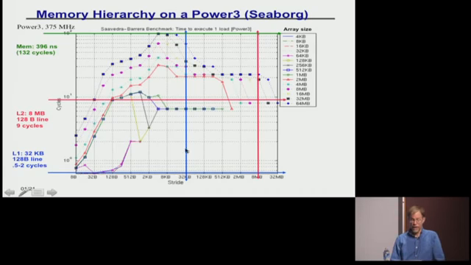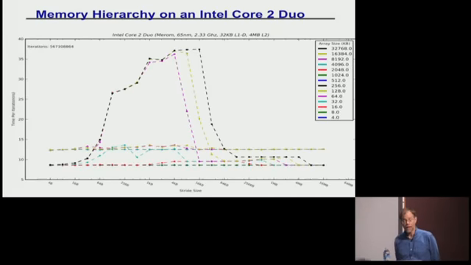And here are the various numbers plotted here that we should be able to read off: the L1 size, the L2 size, main memory, and so forth, but it's obviously a lot more complicated. And just one more example, which was an Intel Core 2 Duo, which is even more recent.